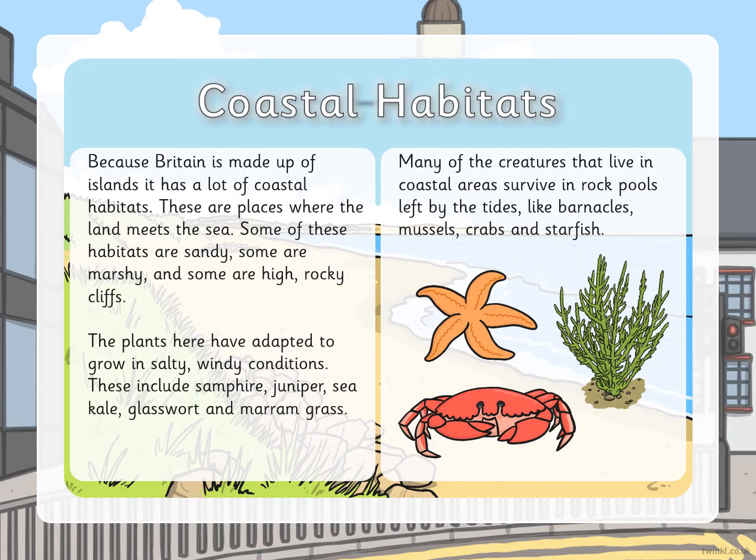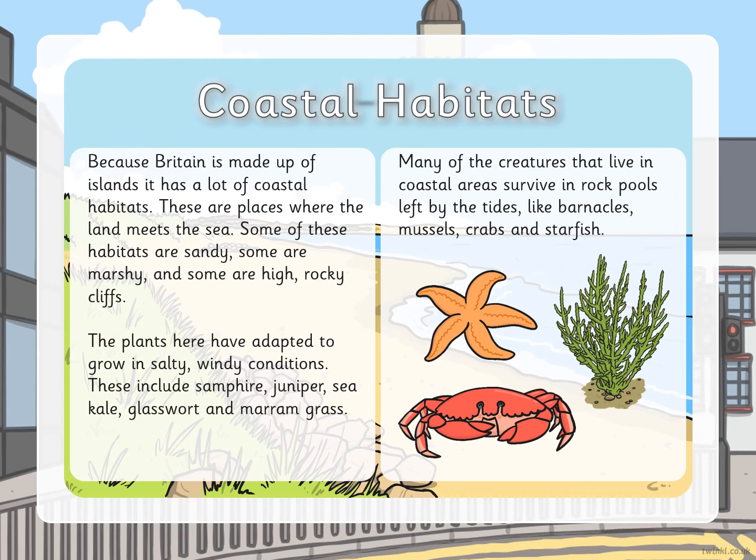Coastal habitats. Britain is made up of islands, so it has lots of coastal habitats. These are places where the land meets the sea. Some of these habitats are sandy, some are marshy, and some are high, rocky cliffs. The plants here have adapted to grow in salty, windy conditions. These include samphire, juniper, sea kale, glasswort, and marram grass.